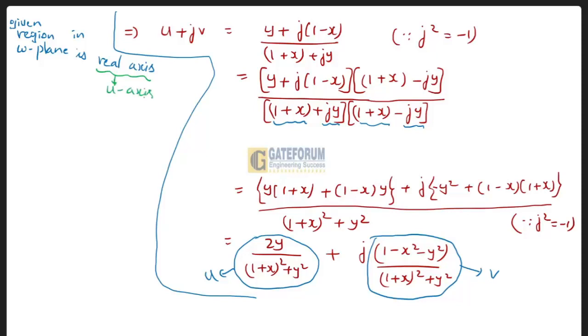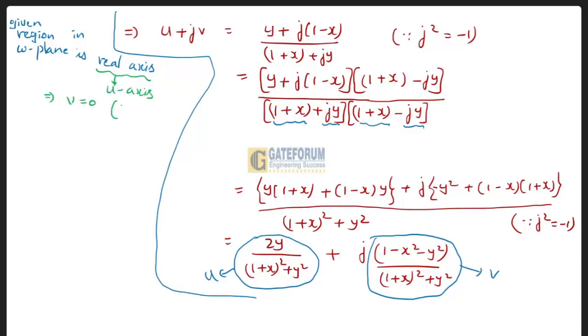In the Z plane, the X axis is the real axis, Y axis is the imaginary axis. In the W plane, that is the U plus iV plane, the U axis is the real axis, V axis is the imaginary axis. Equation of the X axis is Y is equal to 0. Similarly, equation of the U axis is V is equal to 0. Implies V is equal to 0.